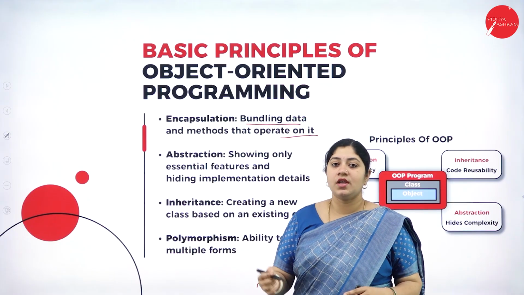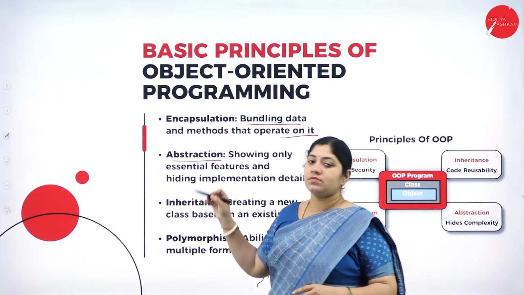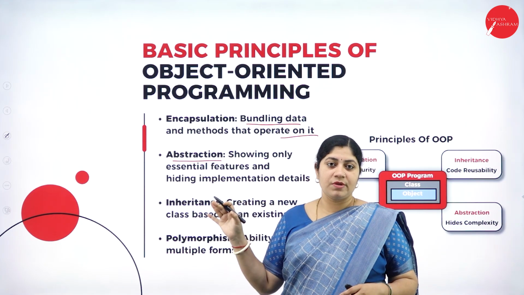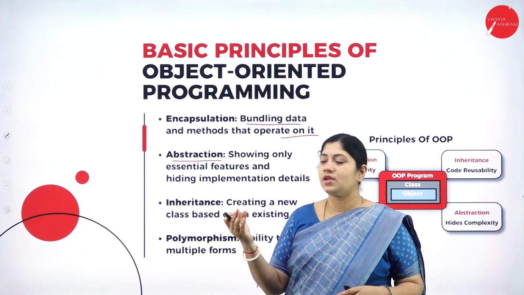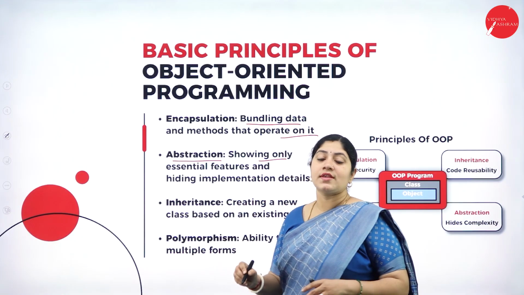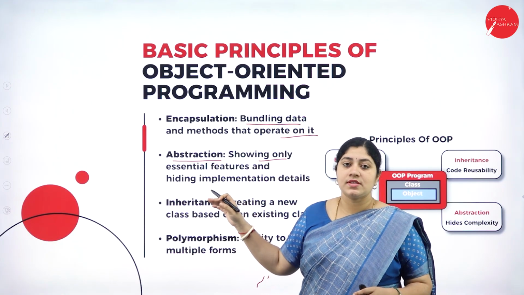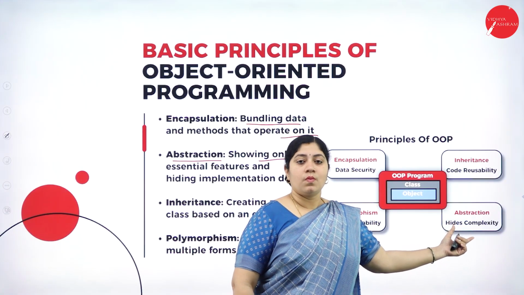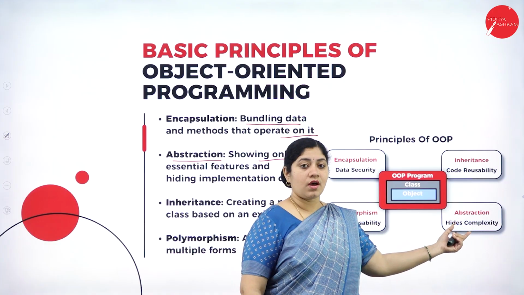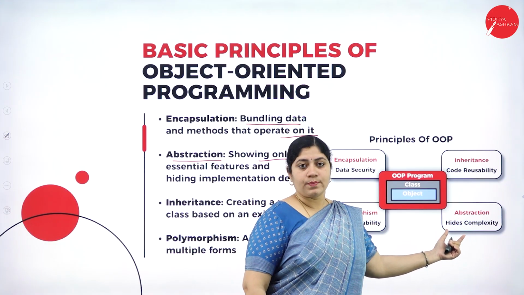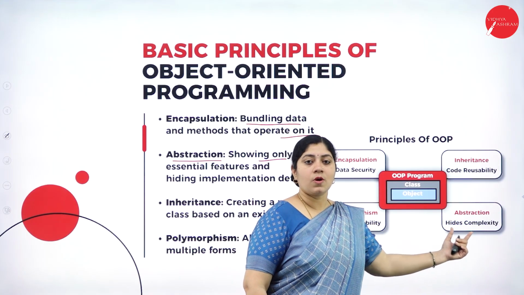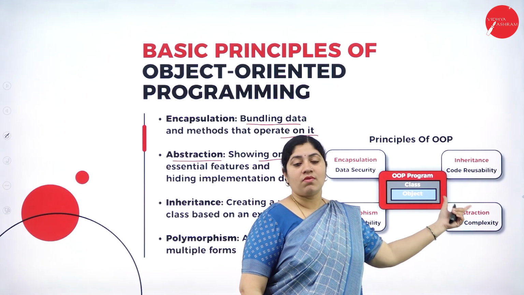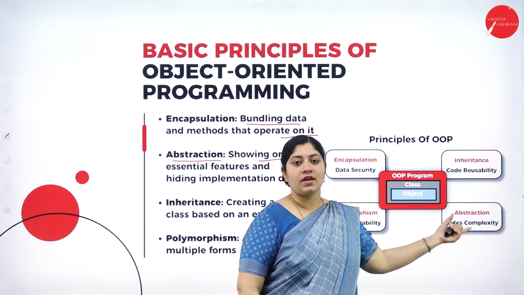The next principle is none other than abstraction. Abstraction is hiding the complete information and only showing the essential features. It is called abstraction. Now let's get back here and see why abstraction is done. By doing abstraction, we can hide complexity. So this is the advantage, the reason why we go with abstraction.